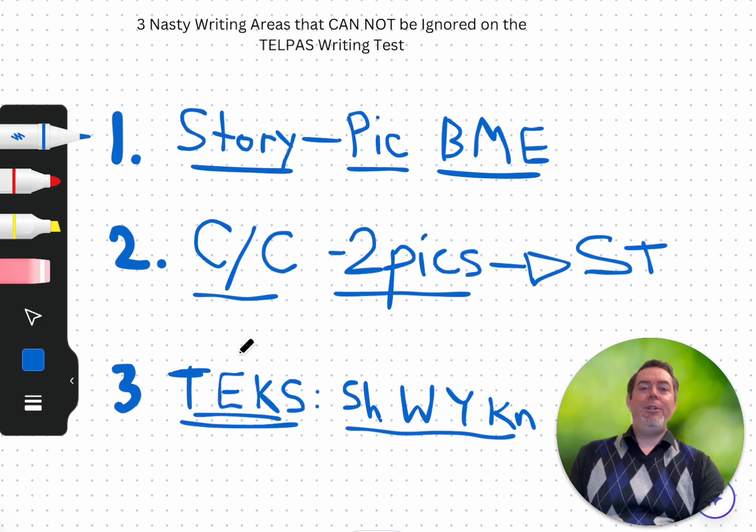Anyway, there's your 3 nasty writing areas that you don't want to ignore for that TELPAS test and the writing. Okay, so review. A story with pictures, beginning, middle, and end. Play around with that. Give them a way to do it. Number 2, compare and contrast with 2 pictures. Not only does that cover your TELPAS writing, but it also helps out a ton with your STAAR, with those paired passages. And your 3rd area, use those TEKS, use that content, and do types of writing where they're going to show what they know about that. And give them a way to do that, a strategy, a graphic organizer.